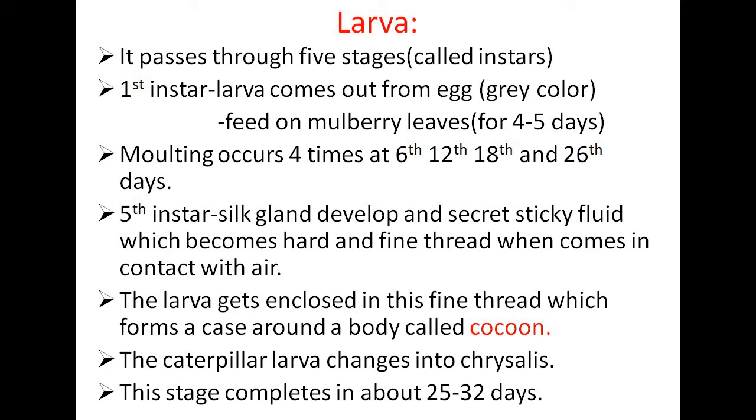That means a very important question, what is cocoon? Or in which stage of life cycle of silkworm do we get cocoon? Then we get the answer, in the 5th instar of larva stage. The silkworm is covered with a fine thread which is known as cocoon, and the stage completes in 25 to 32 days.